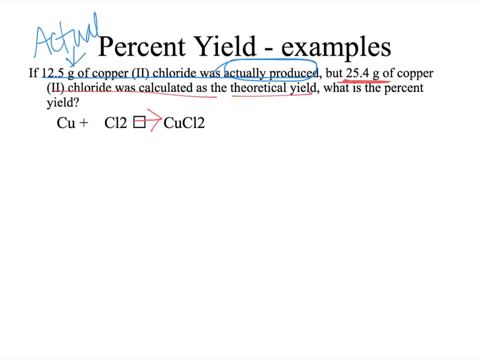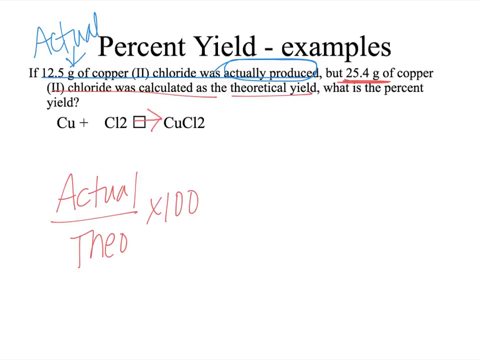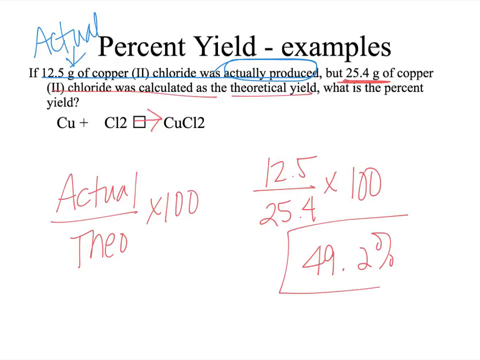So this is an easy one. We don't even have to do a stoichiometry problem because they're giving it to us. So again, we have actual over theoretical times 100. And then, so we just plug those numbers in. So we have 12.5 on the top and 25.4 on the bottom. And then we multiply by 100. And so when we get that, we get a 49.2% yield, which is not a very good yield. So if you were doing that in manufacturing, you would be losing some money on your raw materials.